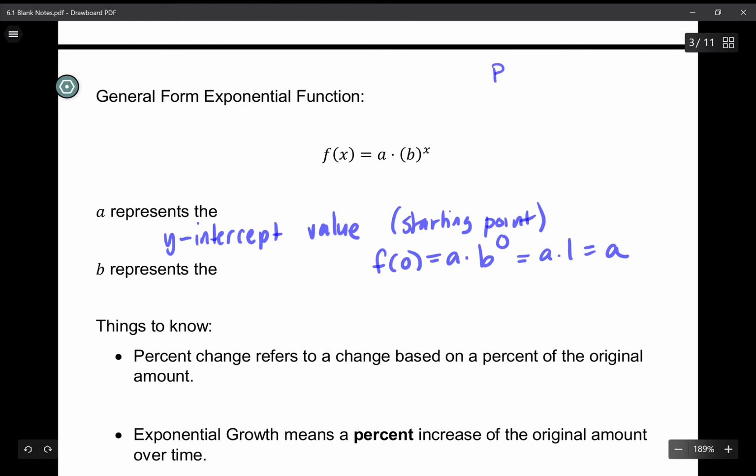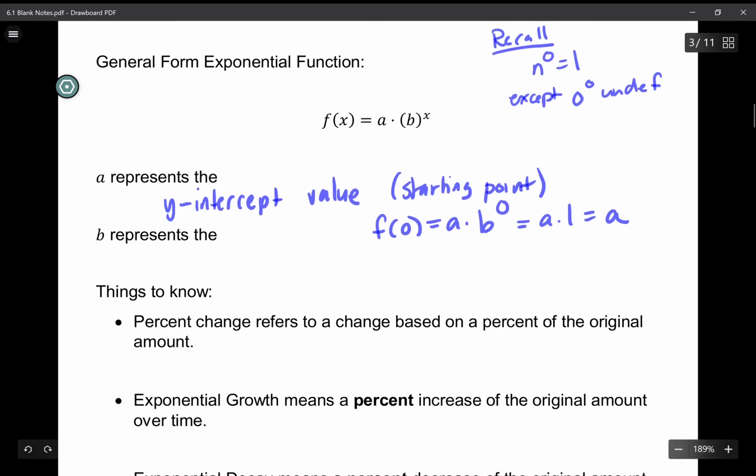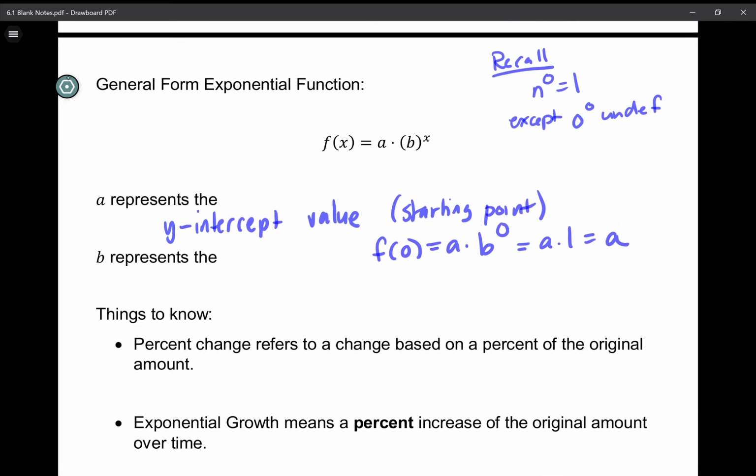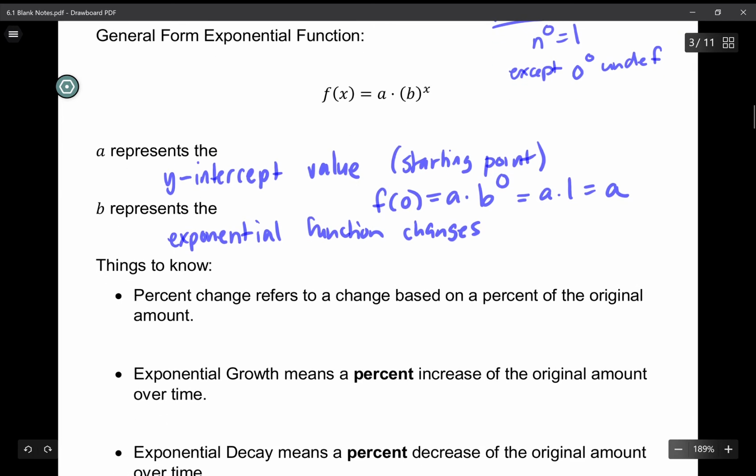So let's just write down what I just said about exponents. Any number to the 0th power is equal to 1 except 0. 0 to the 0 is undefined. Just recall that from properties of exponents. All right, and the b value refers to how it changes. This tells you how the exponential changes. And in fact, it's going to be the percent change.